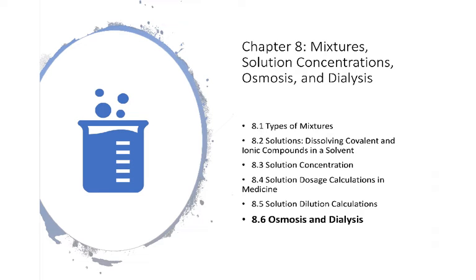Types of mixtures. We have solutions, colloids, suspensions, and we decided to focus on solutions with small molecules. Talked about how we can dissolve covalent ionic compounds in a solvent. We talked about how we can quantify the amount of solute with concentration and all the different units of concentration we can have. We used concentration to determine all sorts of dosage calculations in medicine, including flow rates for IVs. We talked about dilution, and now we're going to talk about osmosis and dialysis. So let's get to it.